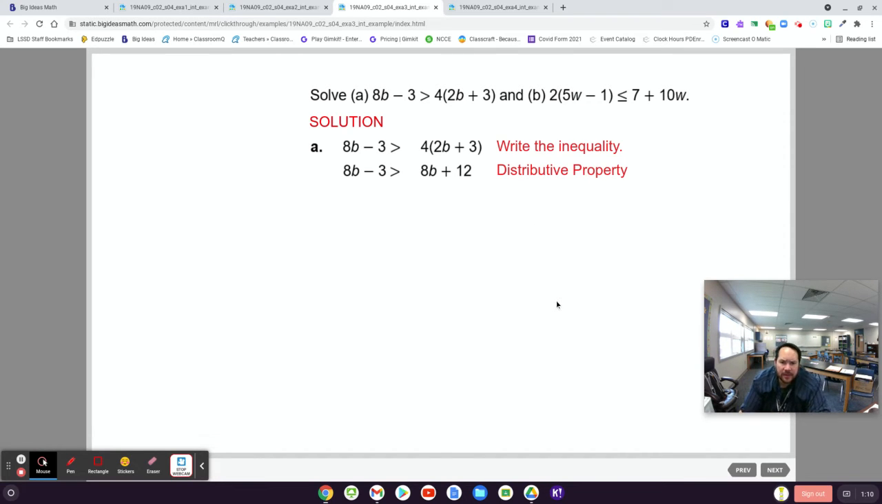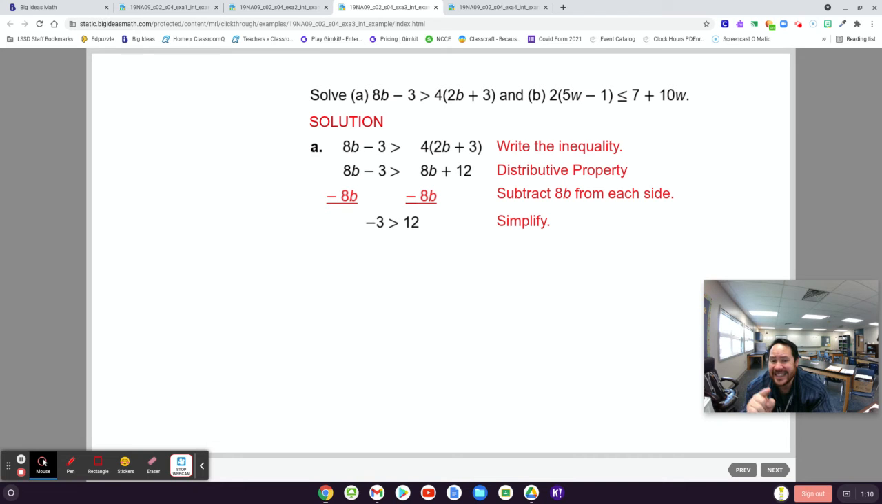And then some of you might notice something right away here. If not, we'll continue. Okay, if you subtract 8b from each side, you end up getting negative 3 is greater than 12. Now, if this were an equal sign, automatically you would jump to no solution. Okay, for an inequality sign, you have to decide if this is true or not. So if this statement is true, it means you have infinite solutions.